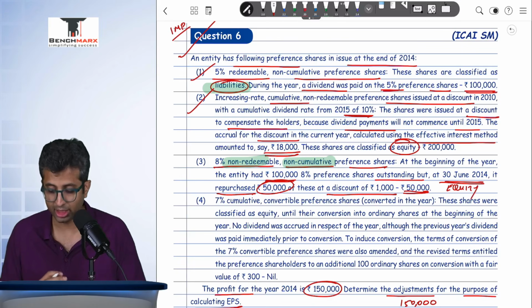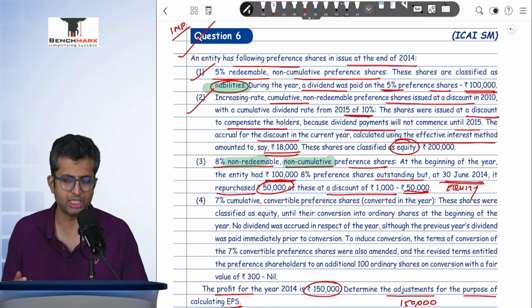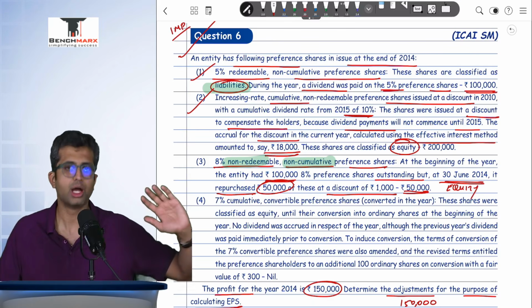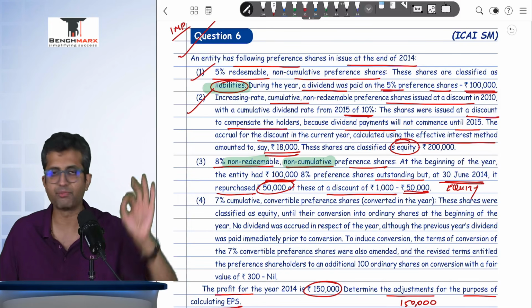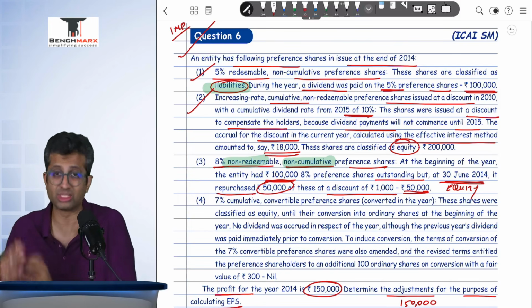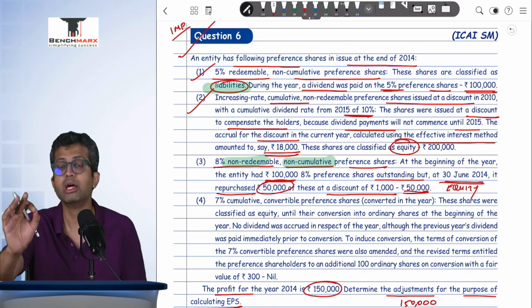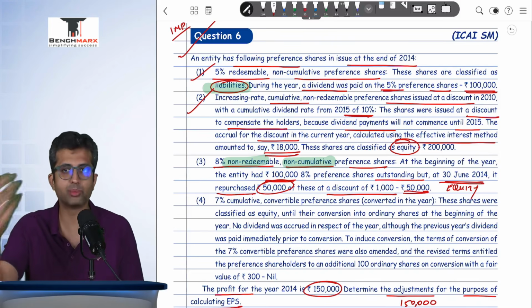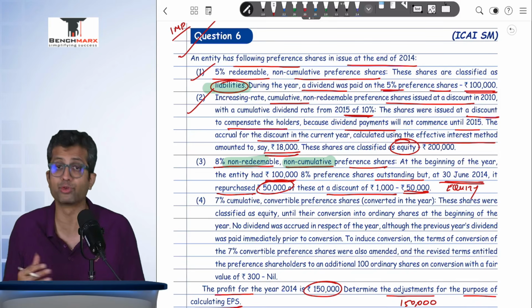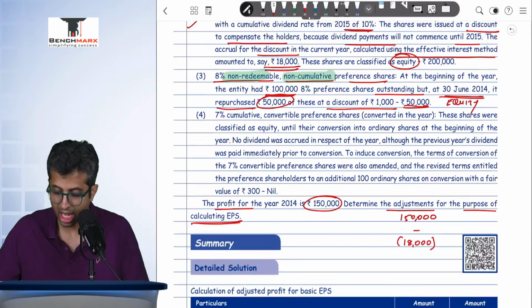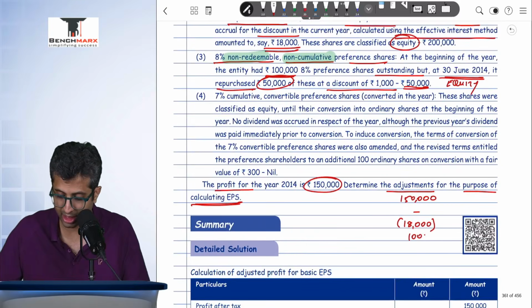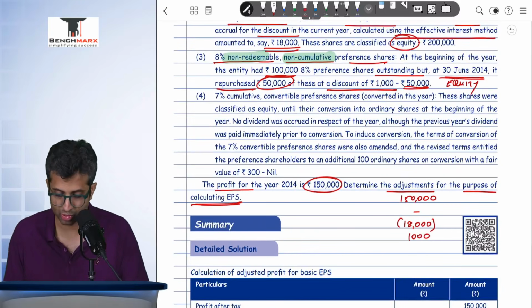If it is equity, then the gain, if any, on redemption, your entry will be, let's say, preference shares account debit 50,000, to bank 49,000, to gain on redemption 1,000. This is a gain to preference shareholders. However, this is a gain on early redemption of preference shares. Would it have gone in your statement of P&L? No. Why? Because this is for an equity item, and hence will I have to adjust it separately? Yes. And hence this 1,000 is separately adjusted.